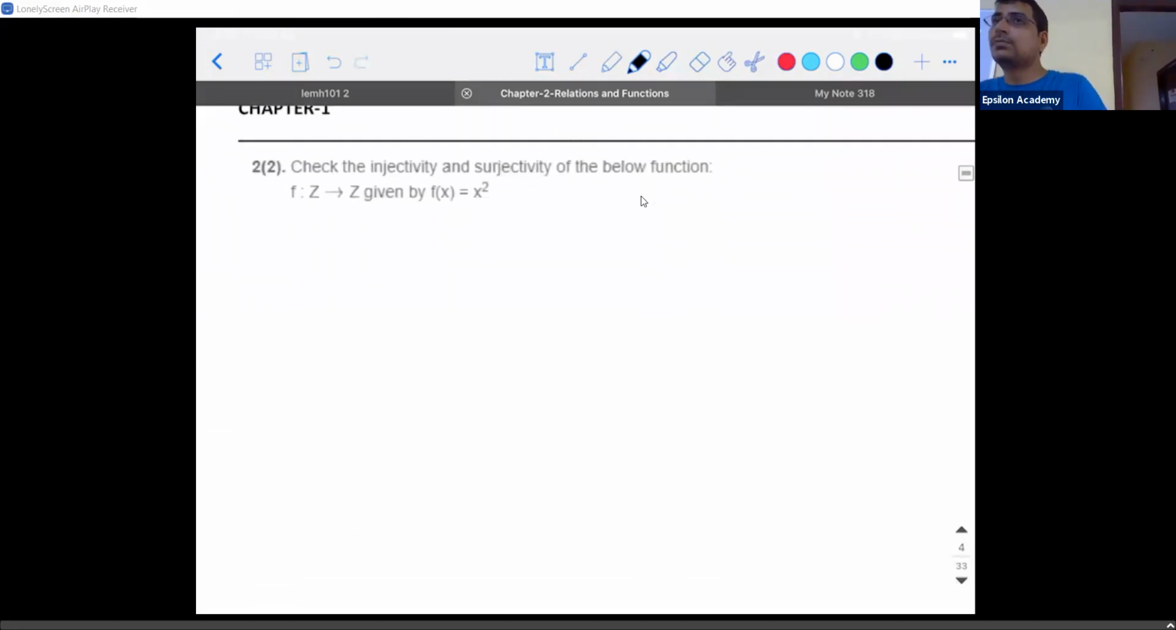But they changed it. Same function, different domain and codomain. f is mapped from Z to Z, f of x is equal to x square. Same function, but domain and codomain are changed. One-to-one function, we saw already.